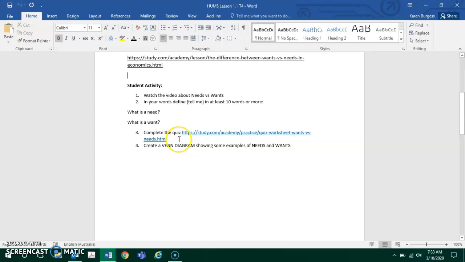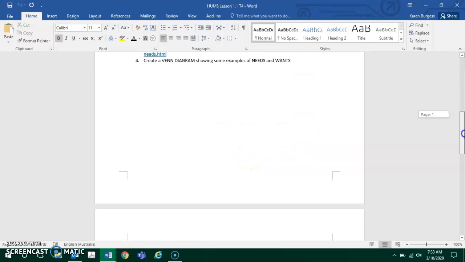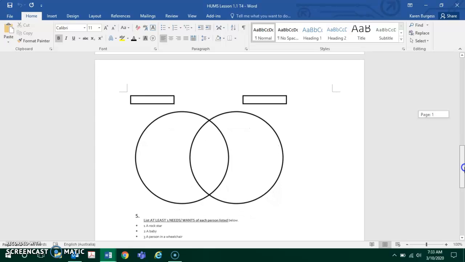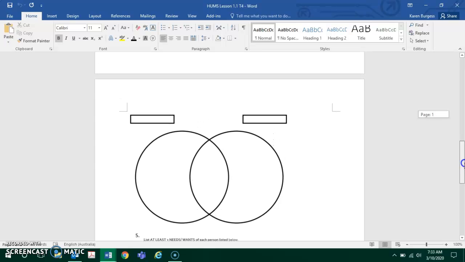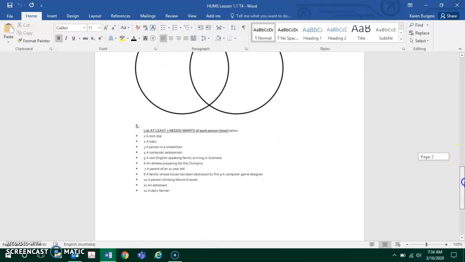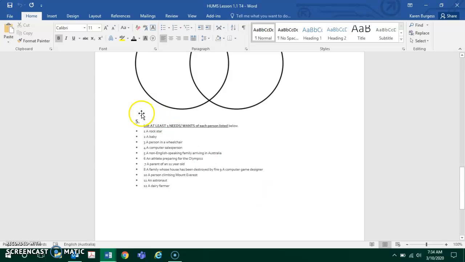Then you've got a quiz there to have a bit of a play with, and you are going to create a Venn diagram showing some examples of needs and wants. So I've put a Venn diagram down here if you want to use that one. You're welcome to. If you choose not to use that, you can draw your own or make your own on the computer.